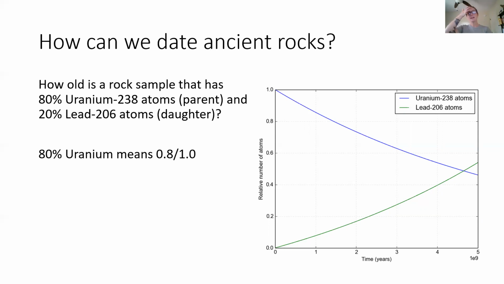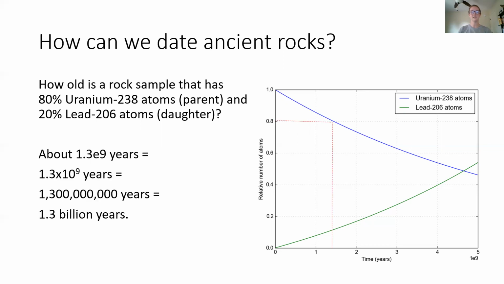Right? Now, the y-axis of this chart says relative number of atoms. Keep in mind that 80% means 0.8 over 1. So on this graph, you are going to find 0.8 on the y-axis. So that's 0.8 of uranium. So you're going to find that 0.8, read over until you hit that blue uranium line, then read down until you find the time in years to figure out the age of this material. And you will find that if a rock is 80% uranium, 20% lead, then we know that that rock has to be 1.3 billion years old.